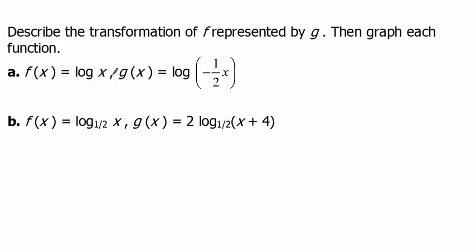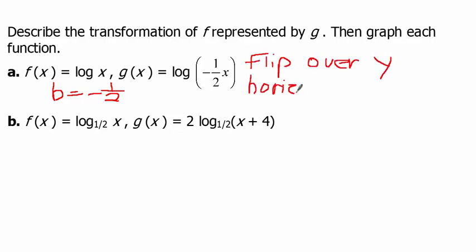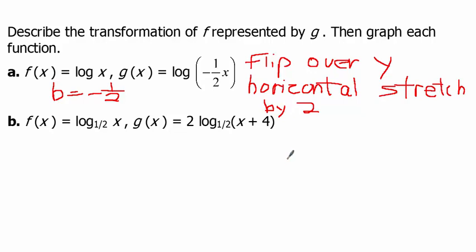We're going from function f to function g. And the only thing that I see changed is in front of the x, that is b. So if b here is negative 1/2, I do two things. Why is it a stretch by 2? Because anytime I have b, I take the reciprocal, 2.